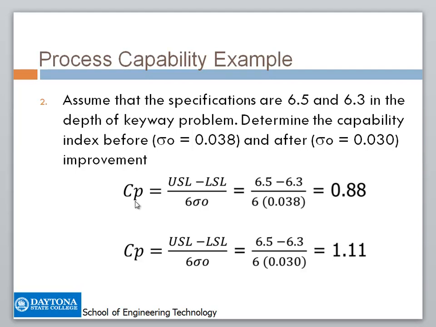So you calculate the CP before improvement and after improvement, and you notice that the CP will be greater when your process is more capable. And this is the number that we're trying to achieve.